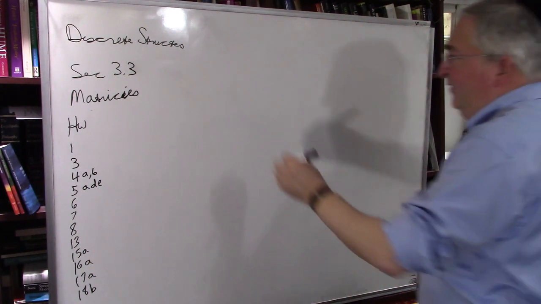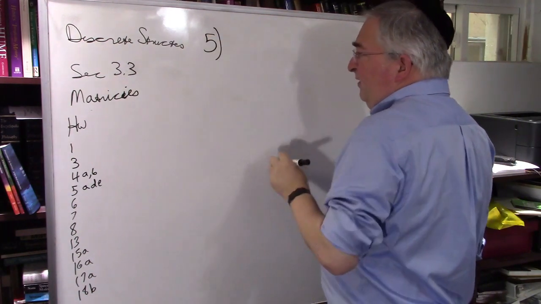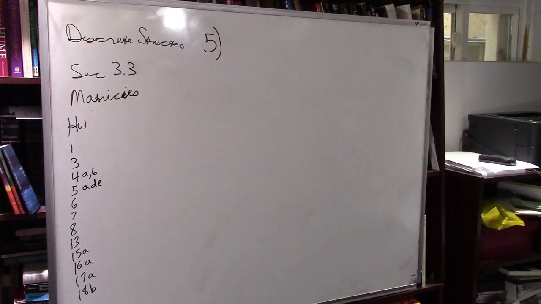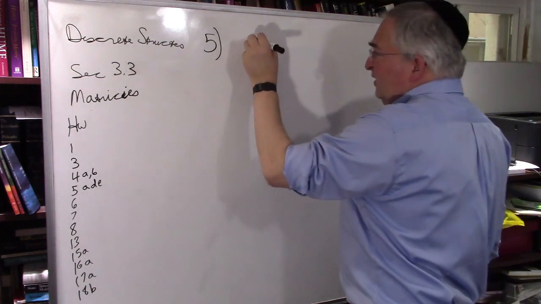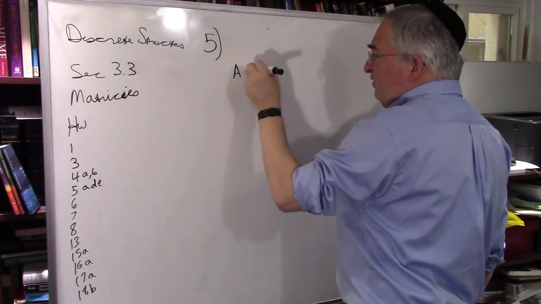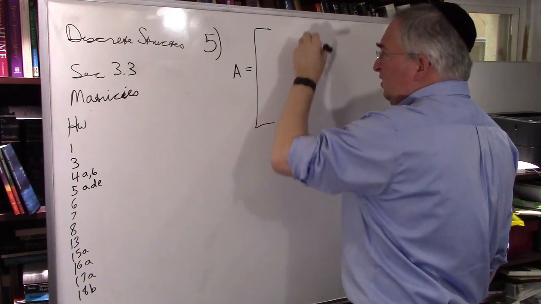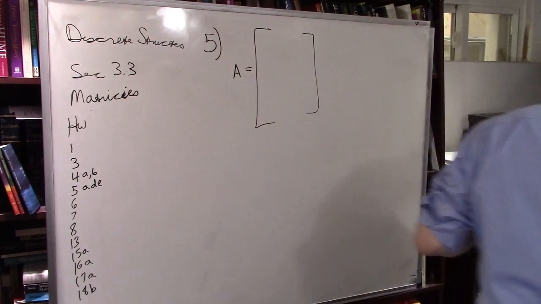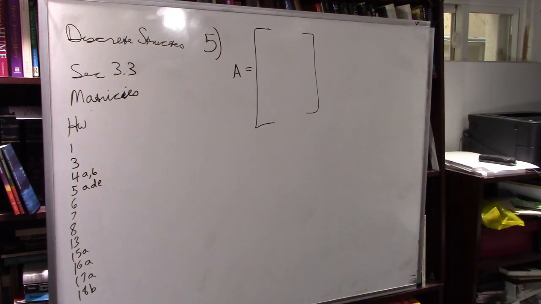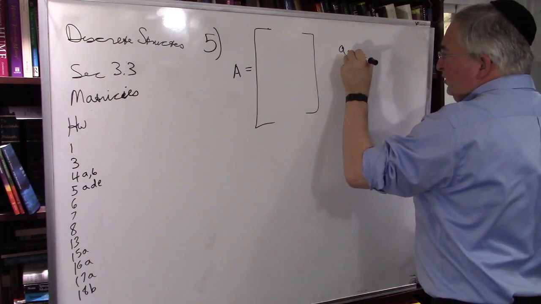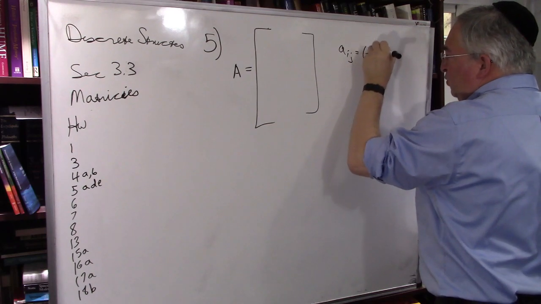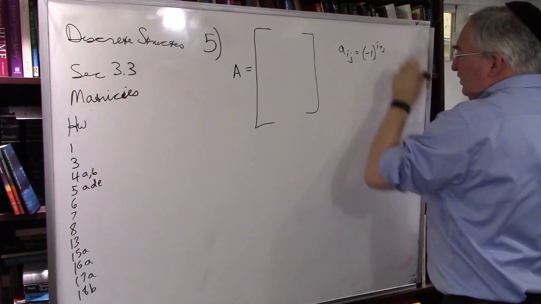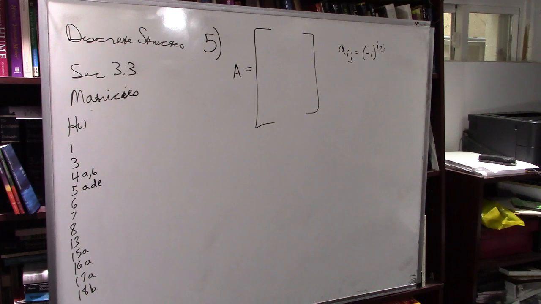Number 5. In 5, you have 2 matrices, and they are 4 by 3 matrices. So you're going to have a matrix A, and it's a 4 by 3. Okay, we're going to try to follow it. Aij is equal to minus 1 to the i plus j. Okay, so that's cute. I'll explain to you what that means in a second.